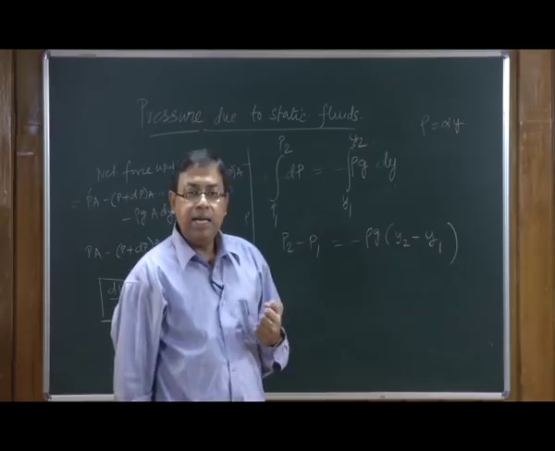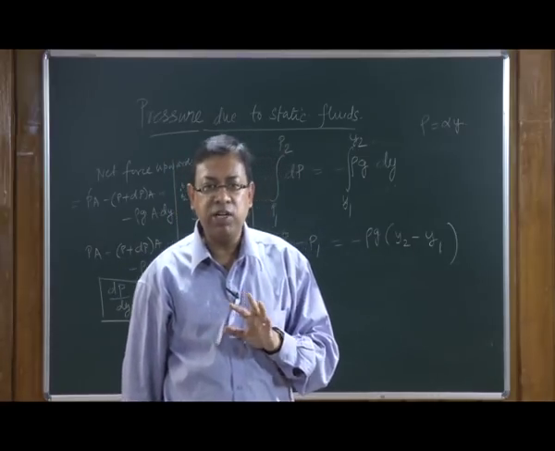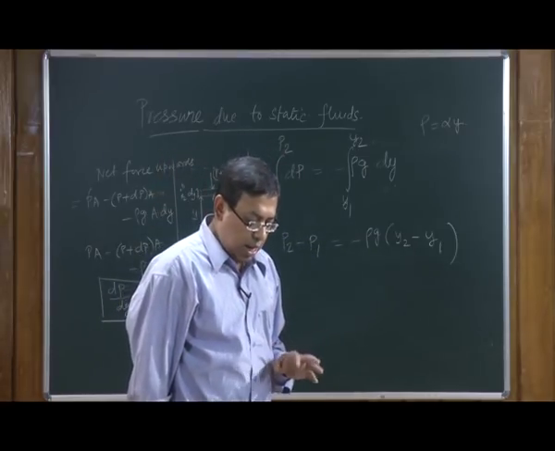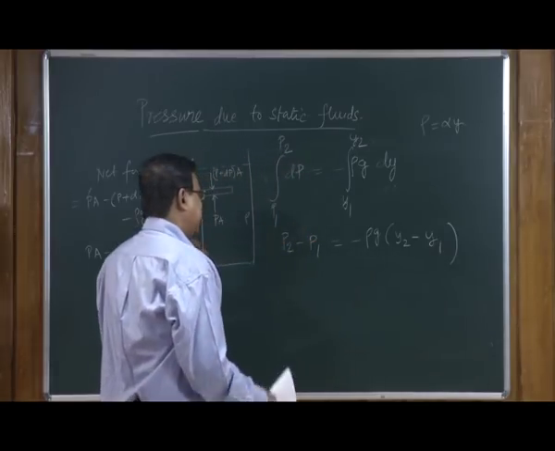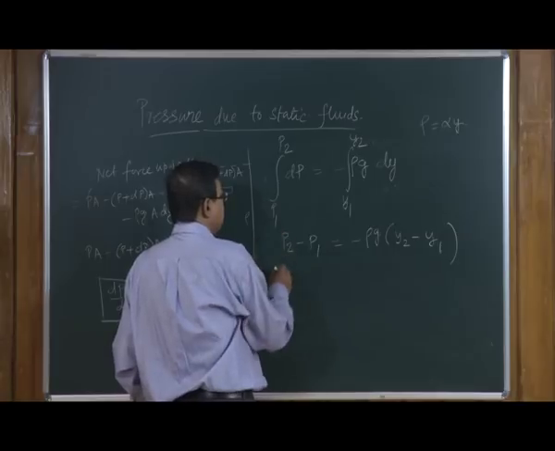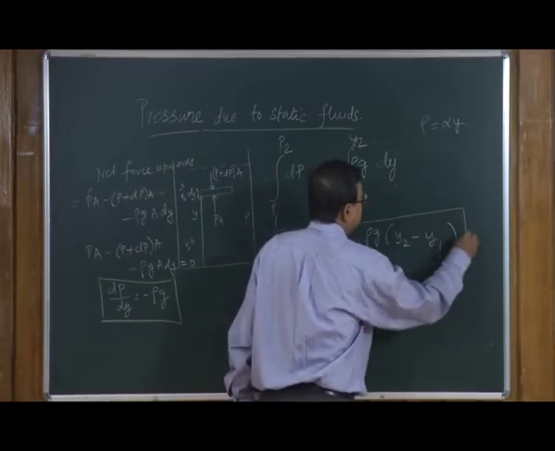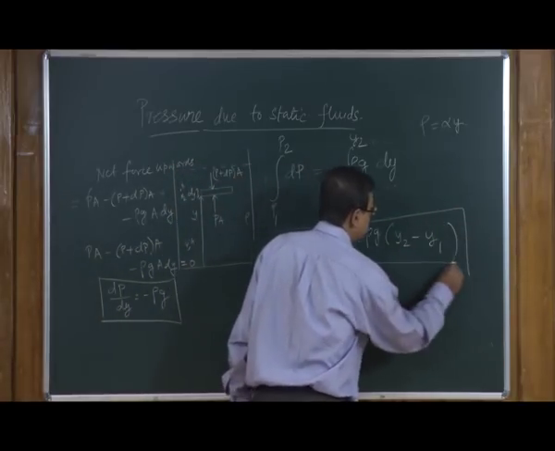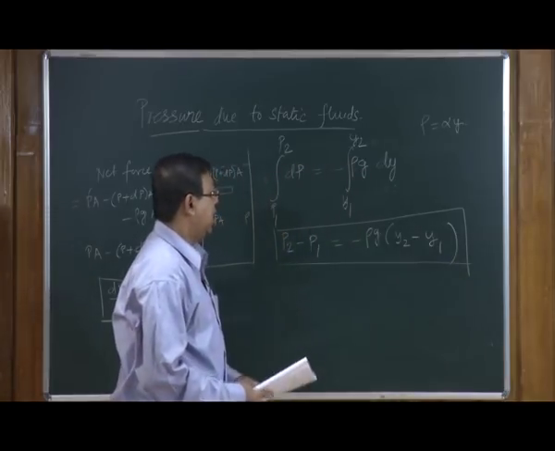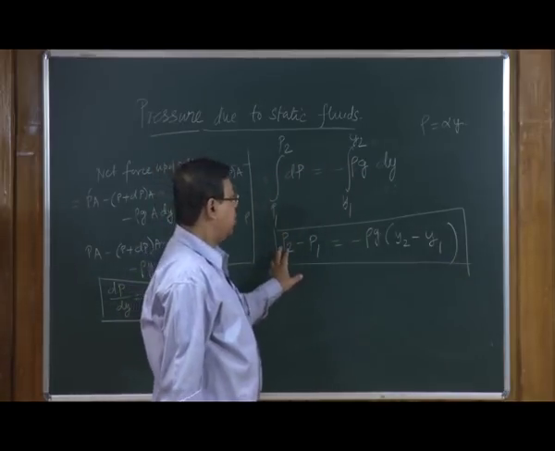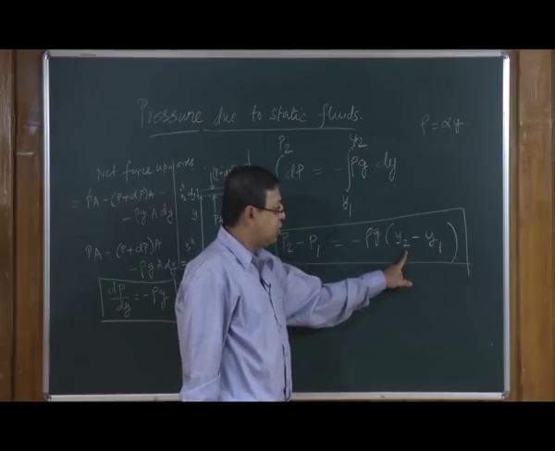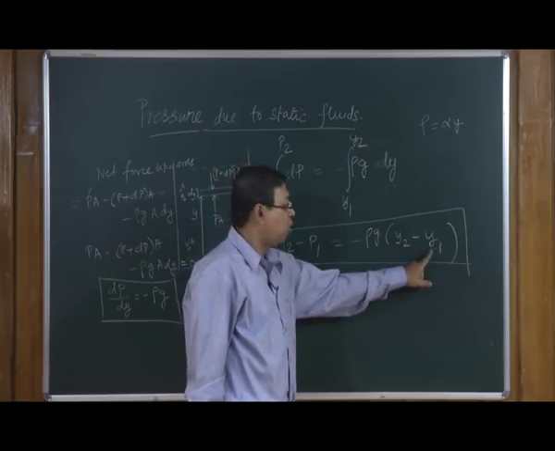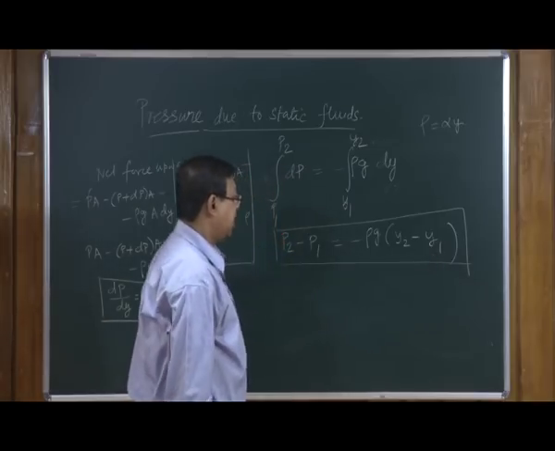In any case, we are not specifying the functional dependence of ρ, and it is taken to be a constant here, and we can write this equation. So, this is how the pressure difference between 2 points varies with the distance of the 2 points measured from the bottom of the container.